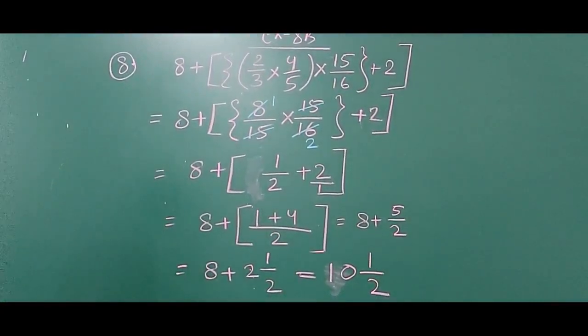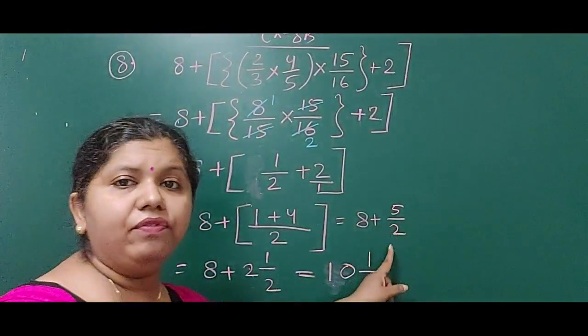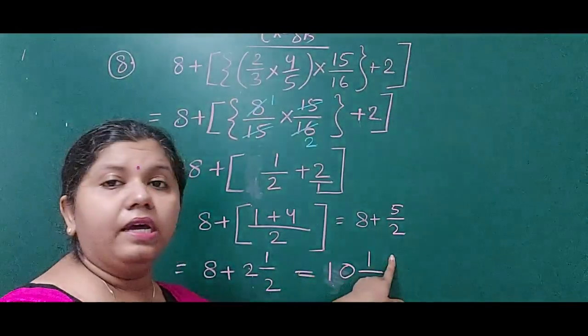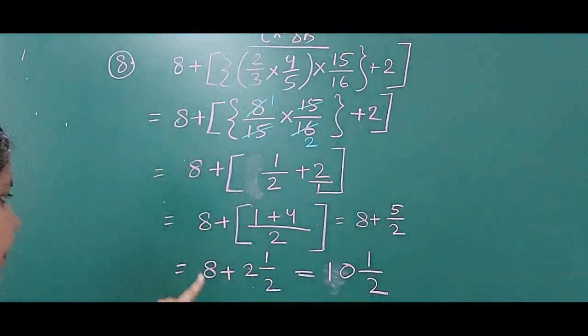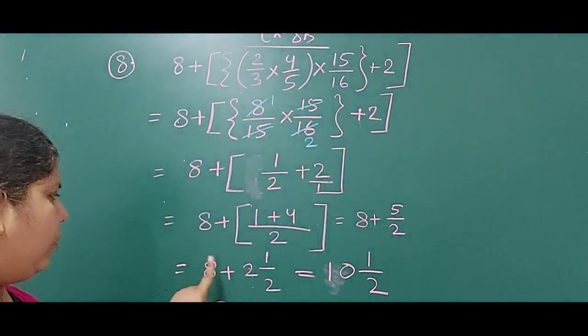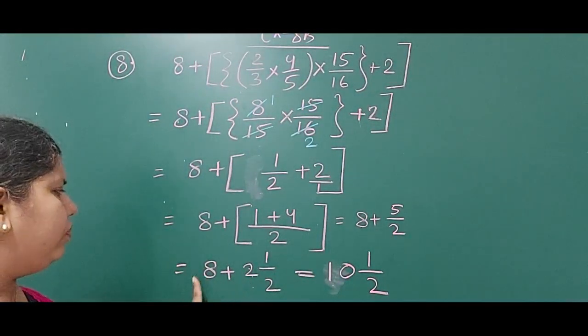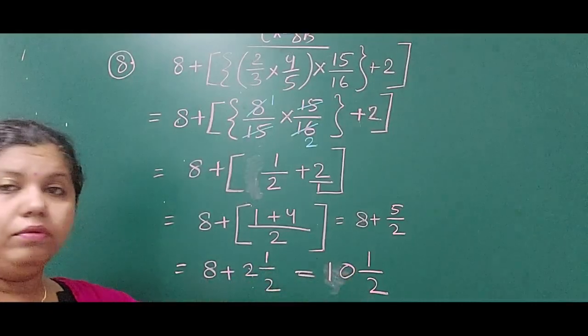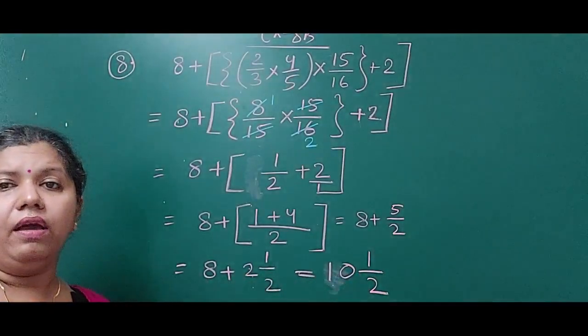Okay. 8 plus 5 by 2, we have converted this improper fraction into a mixed fraction. That comes to 8 plus 2 and a half. Now the whole number part we added, 8 plus 2, 10 and a half. So the mixed fraction we got is 10 and a half.